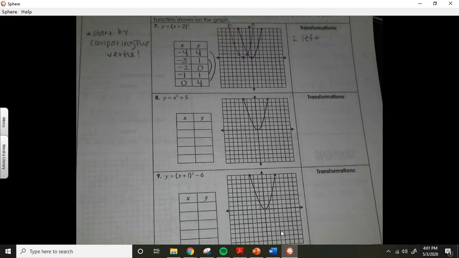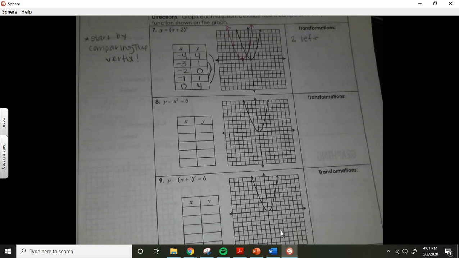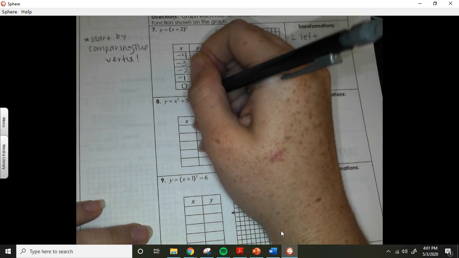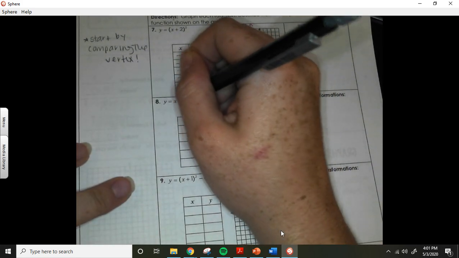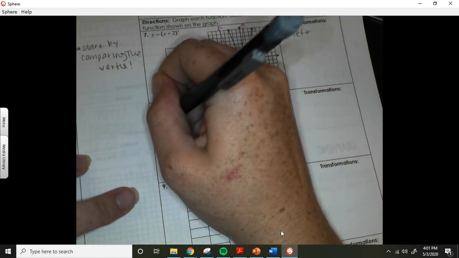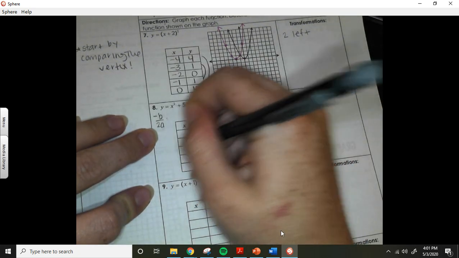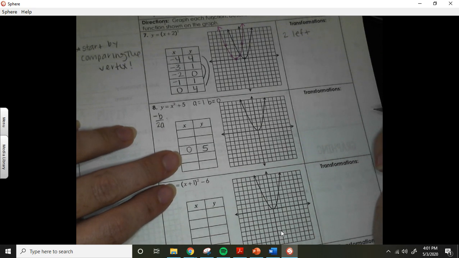All right, let's look at number 8. Number 8 has no B. It's not in vertex form, so B would technically be 0. A equals 1, B equals 0. So remember, negative B over 2A tells us that 0 over anything would give us 0. We plug 0 in, we get 5. So 0, 5 is our new vertex.